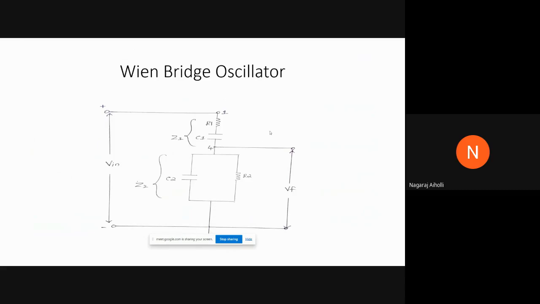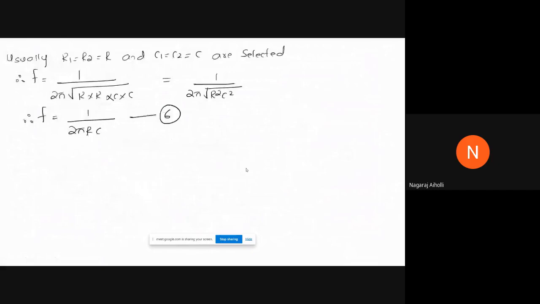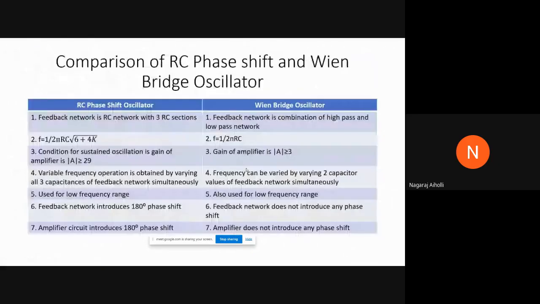At the resonant condition, there is no phase difference between the input and the output. So the phase difference between input and output is 0 degrees. Hence we say that in the Wien bridge oscillator there is no phase shift in the feedback network, and also no phase shift in the amplifier circuit. So these are the differences between the RC phase shift oscillator and the Wien bridge oscillator.